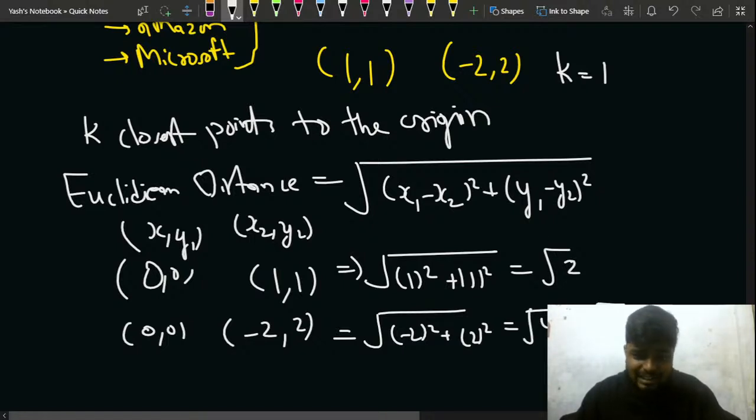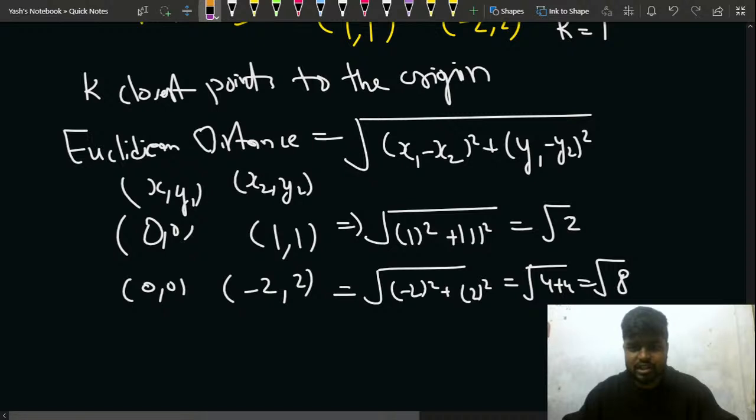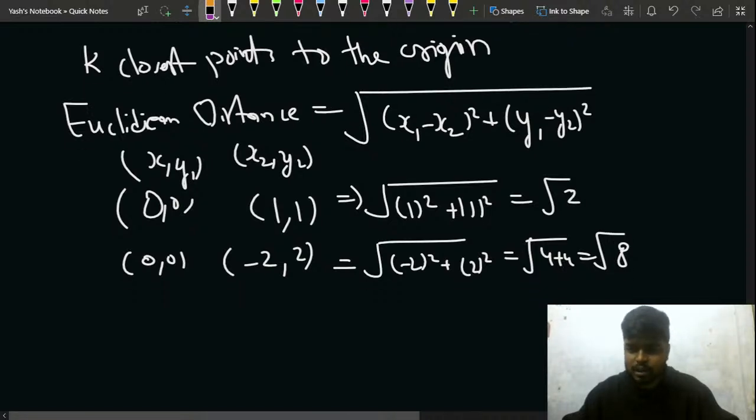So I have to find the k closest. In this case, I have to find the first closest coordinate from the origin. So what is the first closest coordinate to the origin? Can someone let me know in the chat for this particular problem?